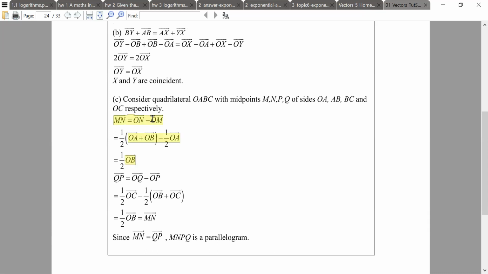Vector MN, you realize, is ON minus OM, end minus start, right? Then vector ON, what do you see? It's actually just half times of OA plus AB. Why? And then minus OM.